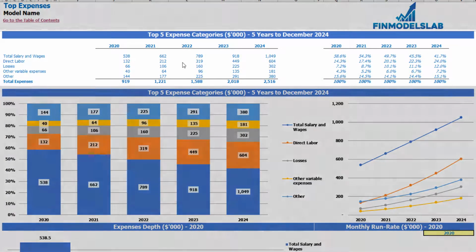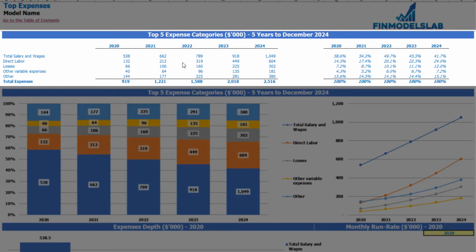On the top expenses tab, you may find the breakdown of the top 4 expenses categories, and all other expenses collapsed into the other category. You may see the breakdown of absolute values by years with a total below, and also to the right you may see the percentage breakdown of these expenses.